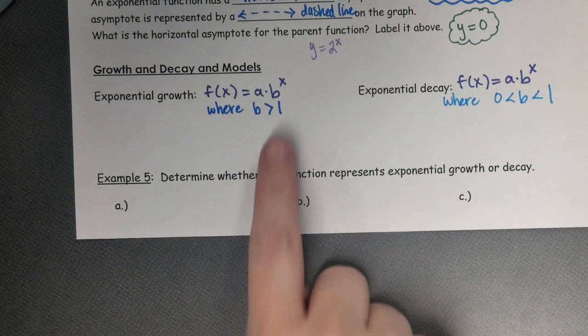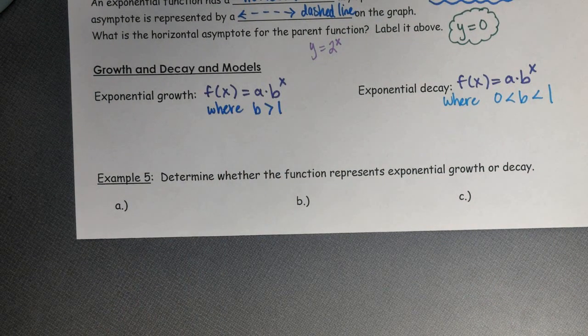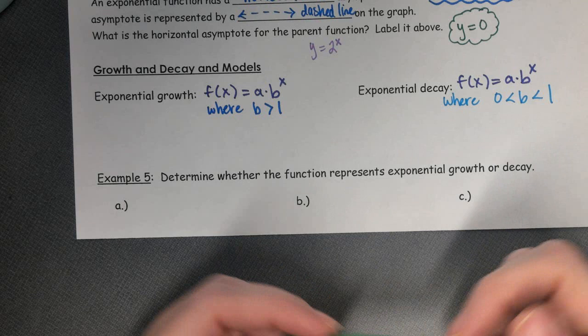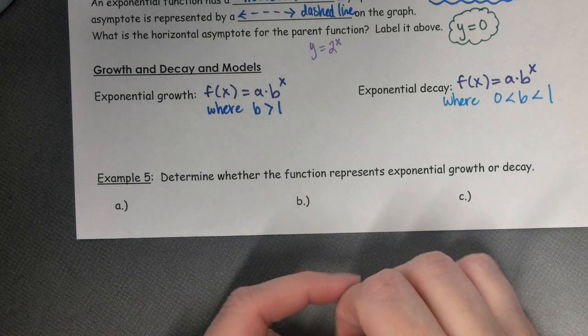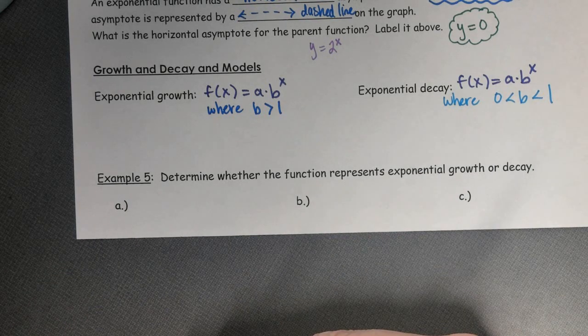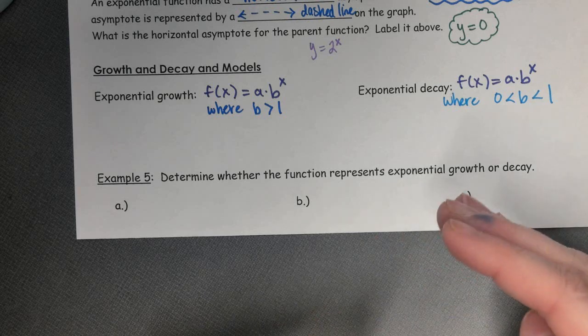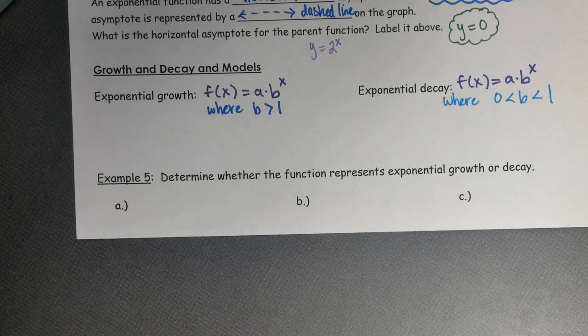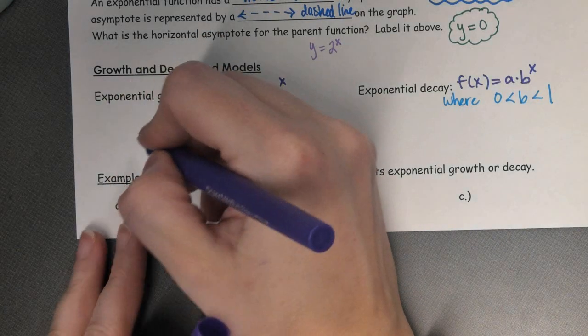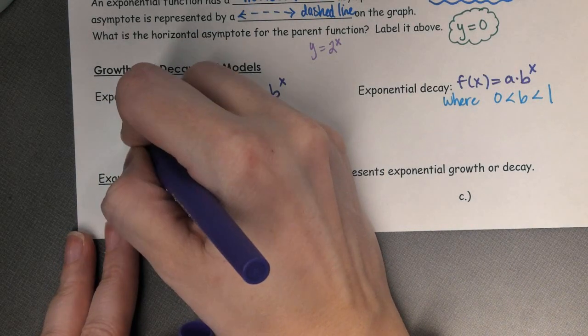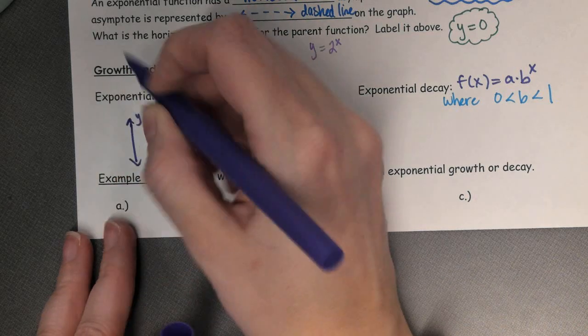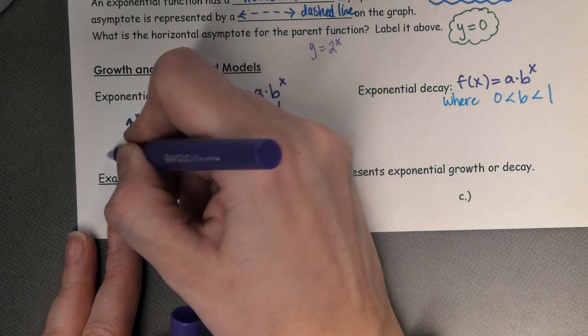Now, here's a part that sometimes takes a little bit to wrap our heads around. A lot of times people associate growth with positive and decay with negative, but that is not true. So you can have growth in the positive direction. Let's actually we're just going to draw some rough sketches. So let's make our axes.